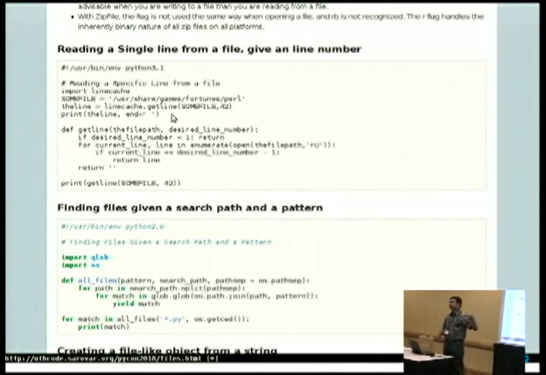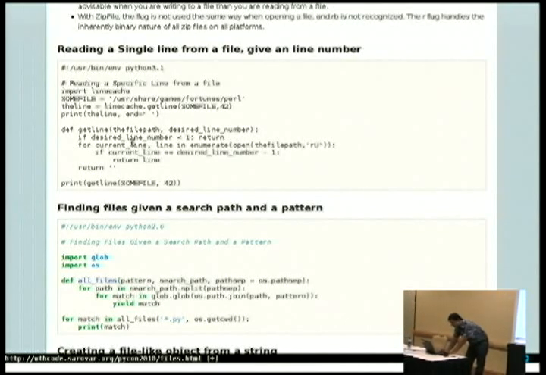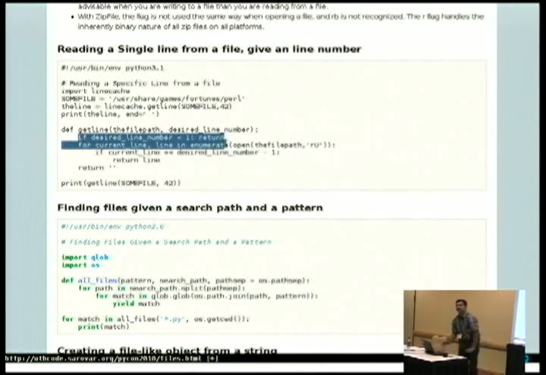The line cache was one method, and the other was iterating over the lines. Look at this. I give you a file and the desired line number. If the desired line number is less than 1, like if I give you line 0, I don't count lines with 0. I count with 1. So I return, I don't have a line.